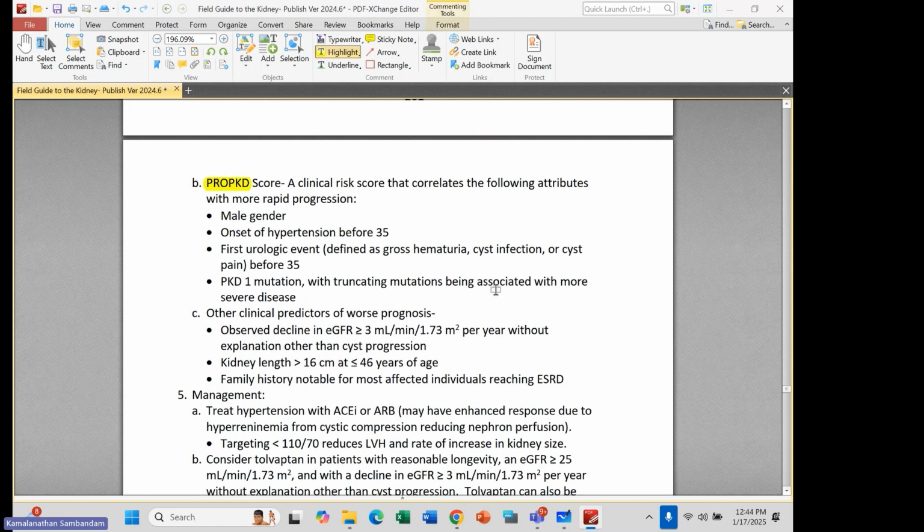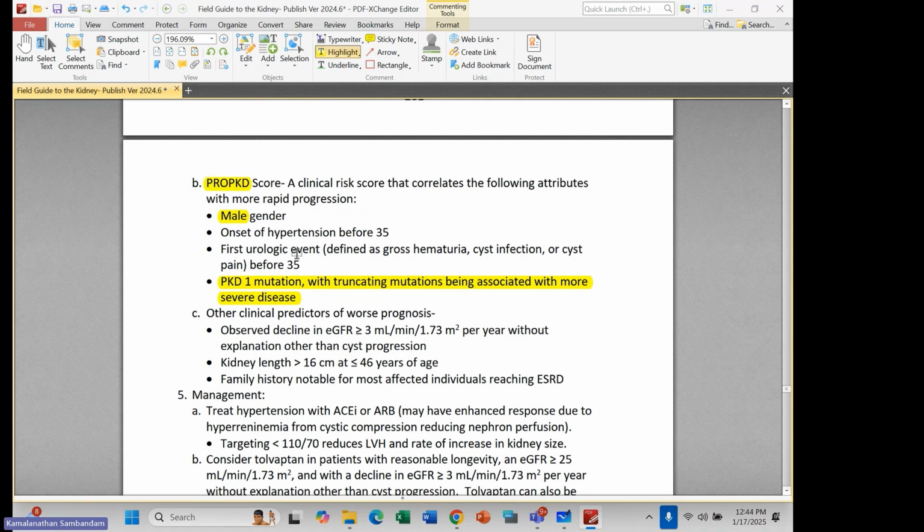Pro-PKD score is another risk score that's out there. In general, you can't use it very commonly because for most patients we don't do genetic testing, and you need that to inform the pro-PKD score. This too is available online, by the way. However, knowing the pro-PKD score is still important, not only because if you happen to have the mutation or the genetic information, you can use it, but it also gives you some other facets of prognostication in PKD.